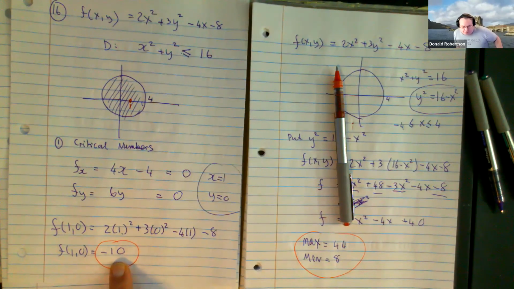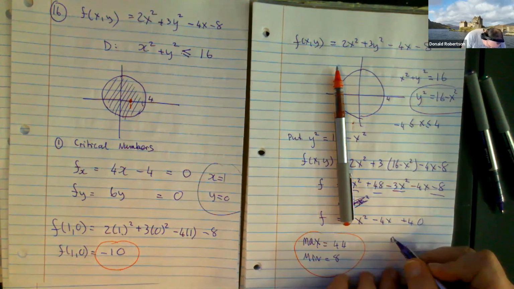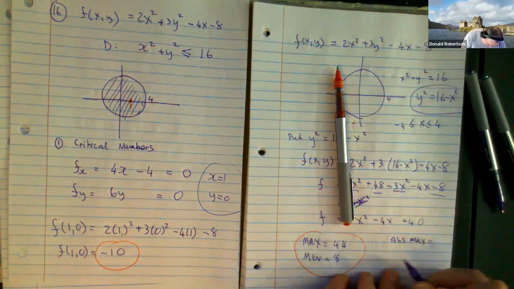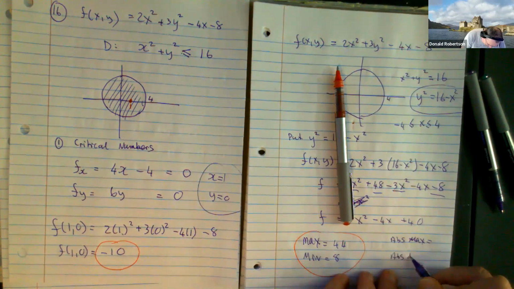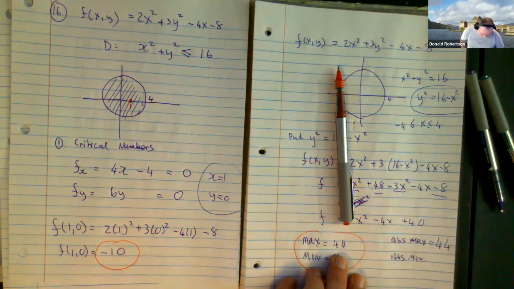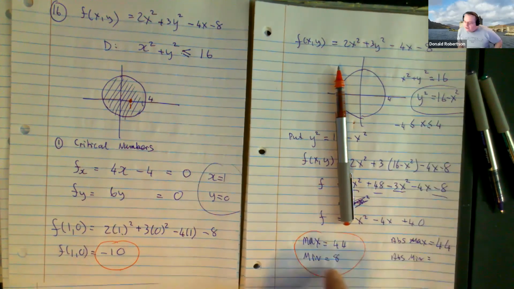Remember, this critical number gave us a value that the function could be. It could go to -10, right? And didn't this one say the minimum on the constraints was this and the maximum was that? When you put them together, then you should be able to come up with an absolute maximum and an absolute minimum. I'm pretty sure that we'll both agree with 44. What's the absolute minimum then? It's not 8, is it?